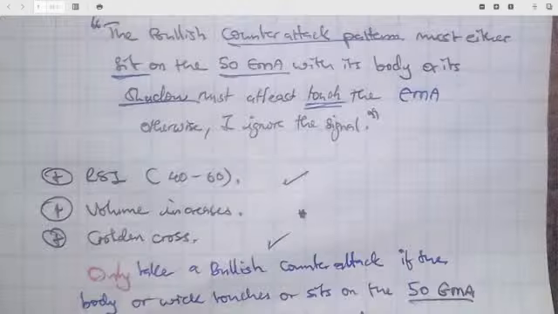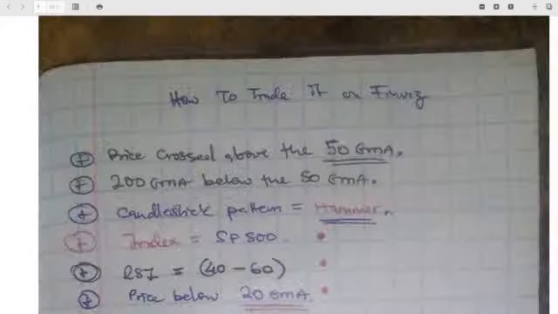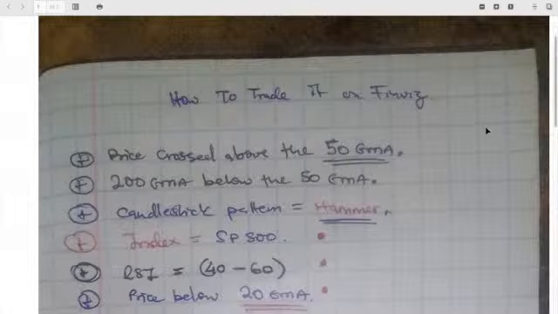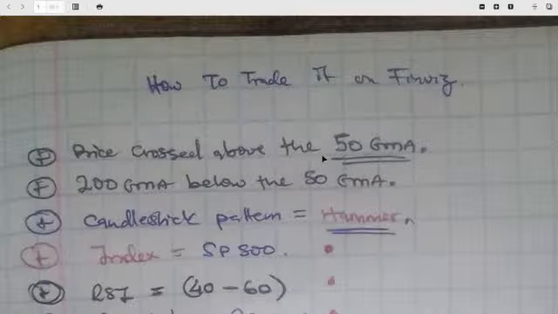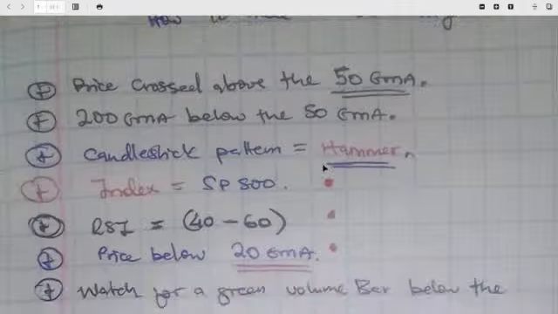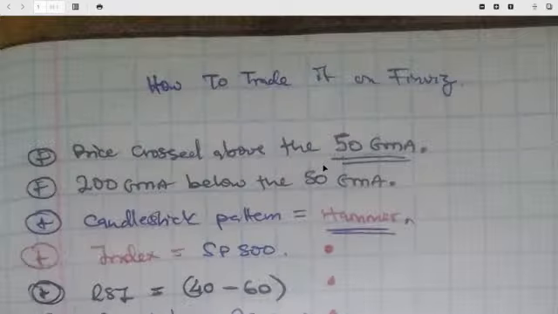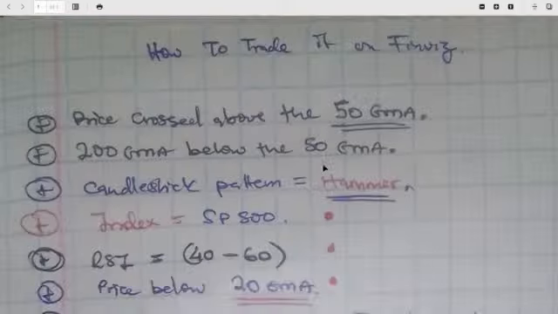Now we're going to look at the next stage of my presentation. This is how to trade the pattern on Finviz. This is the criteria. Remember I showed you the strategy; now I'm going to show you how to trade it on Finviz.